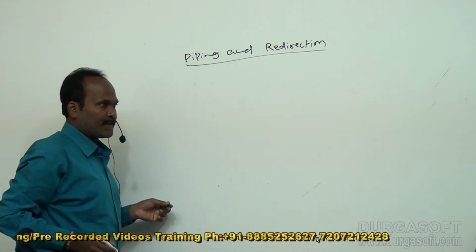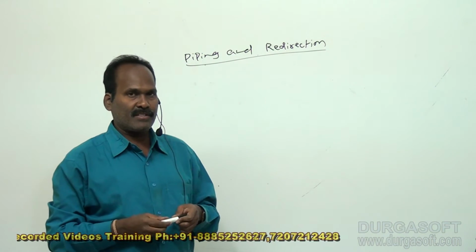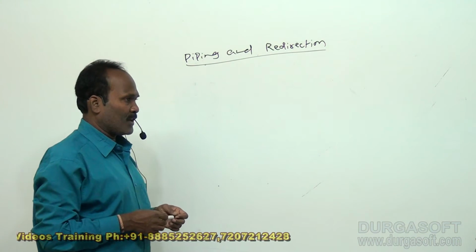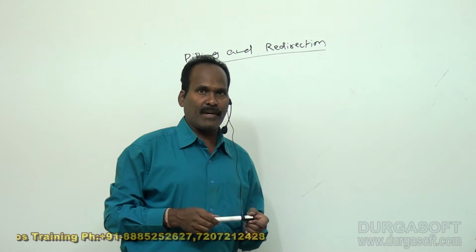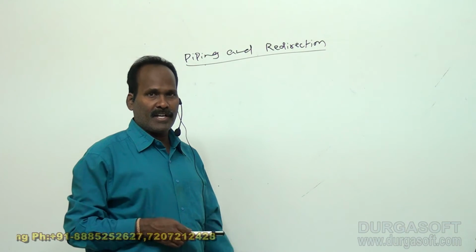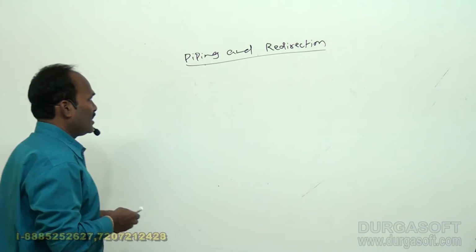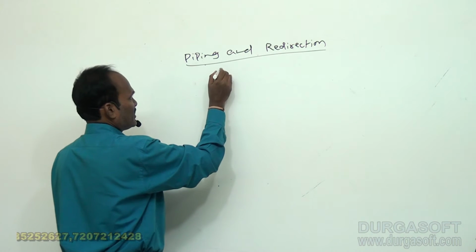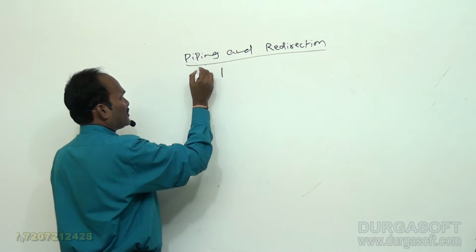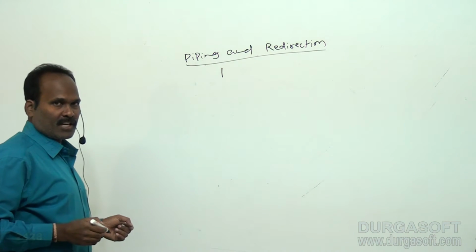Piping and redirection. Piping and redirection are among the most important features in the Linux operating system. The process of using the output of one command as input for another command is called piping. The symbol used for piping is the vertical bar. The output of a command can be used as input of another command.